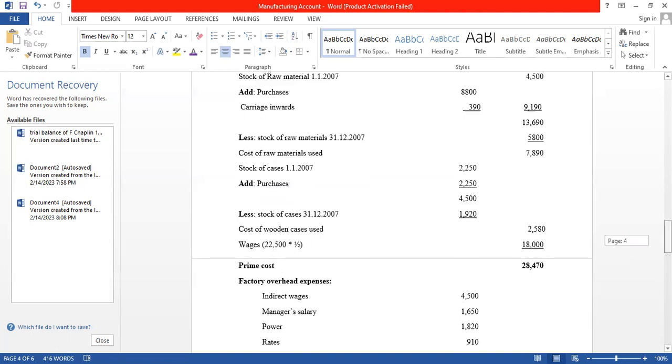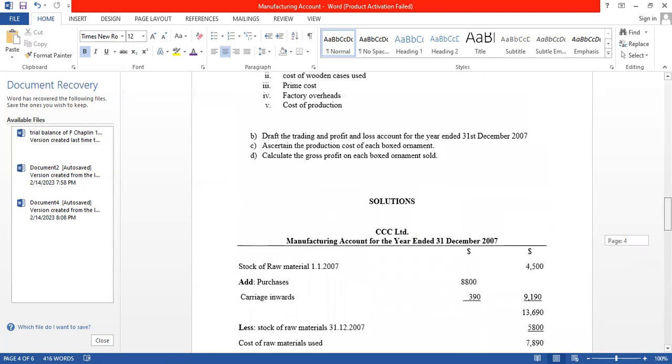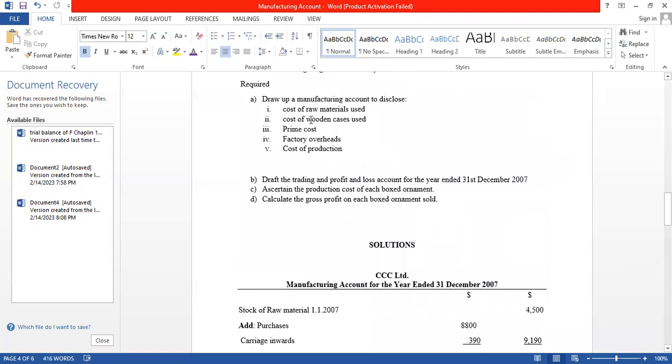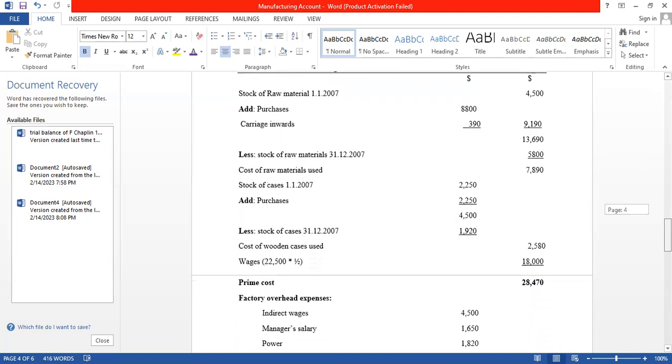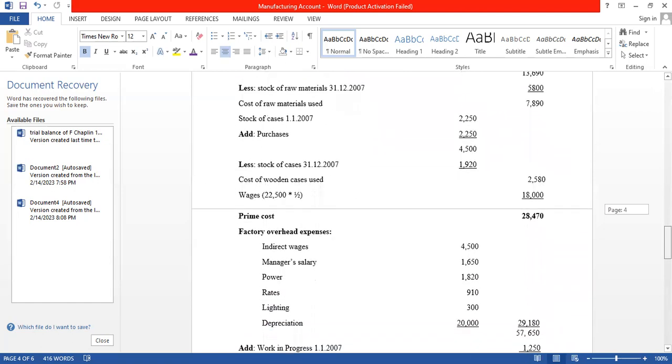Now, let us take our little time to scroll back up to the question. They told us to create the manufacturing account and to find the cost of raw materials used. That's the first thing that we just did. The next step they told us to find is the cost of wooden cases used, then the prime cost, and then factory overheads, then cost of production. So let's now go to see if we can find the cost of wooden cases used during the year. Scrolling back down to the solutions.